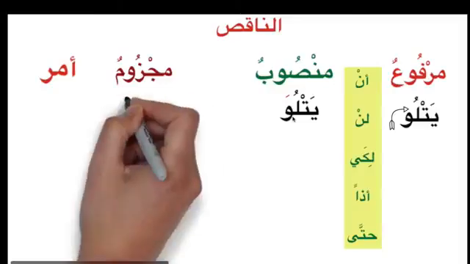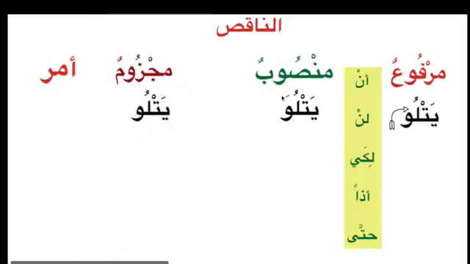If you go to majzoom, again we have a problem here, because for majzoom we know we need a sukoon, but there is already no sign on the waw here, which makes it difficult to change it into a sukoon. If we put a sukoon here, there will be no difference between yatlu marfu and the majzoom form. So what do we do? Here we take the weak letter off completely.